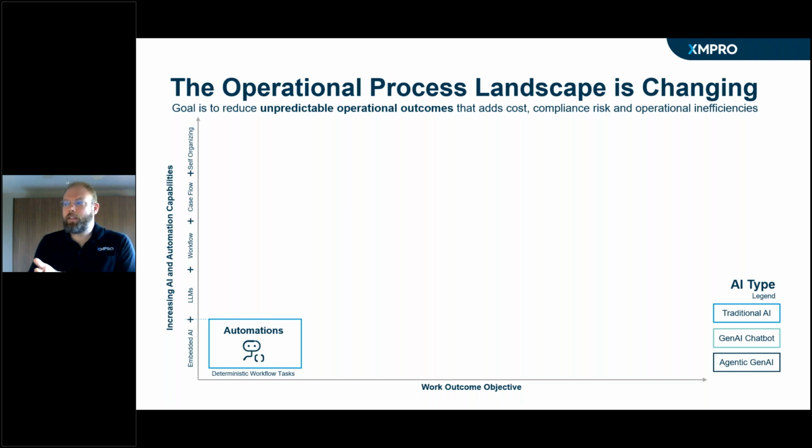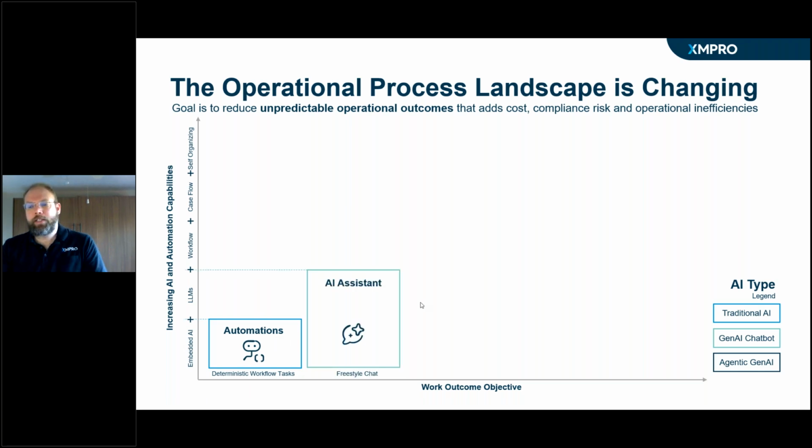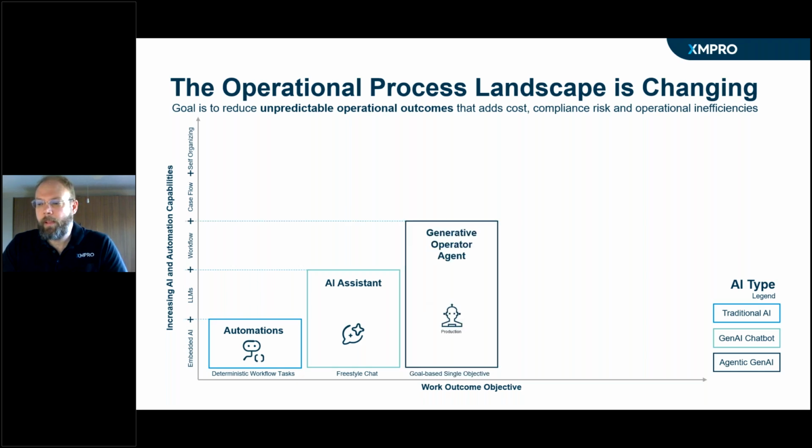How we see AI working inside the operational landscape is that it's changing the landscape, but it's also helping it move. So what do I mean by that? Currently, you have automation, so deterministic workflow tasks. You've also got AI assistance. With the ChatGPT that's happened over the last year and continuing into this year, everyone's very familiar with having a conversation, getting a response, and doing something with that response. So the AI assistant is more the freestyle chat side of things as well.